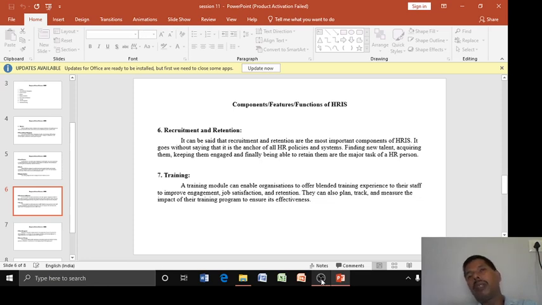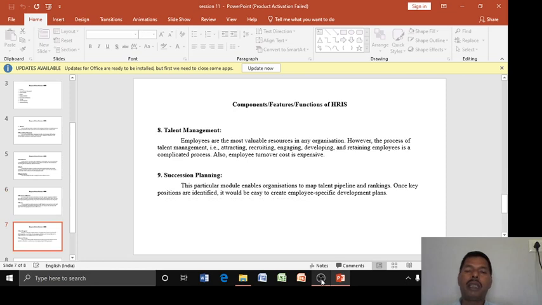And evaluation of the effectiveness of training is easier by having a human resource information system because every piece of information will be there. For example, the performance of an employee before training and after training can be measured through the system easily. Therefore it helps the company to measure the effectiveness of training policies.